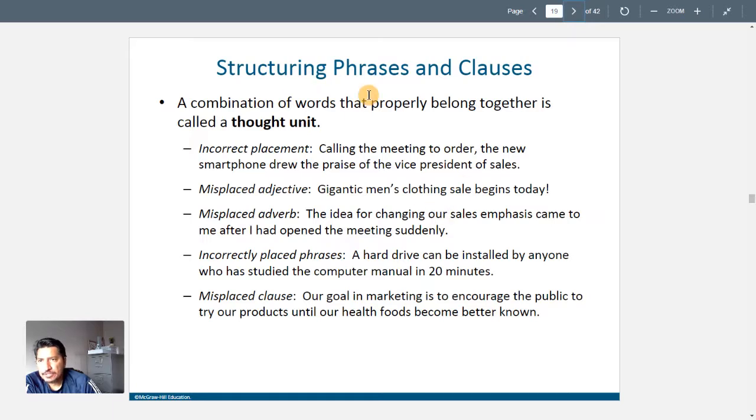Structuring your phrases and clauses. A combination of words that properly belong together is called a thought unit. Incorrect placement, misplaced adjective. So it's basically grammar, back to your old school, where the grammar, the punctuation, the capitalization was the key to begin a thoughtful process of writing.